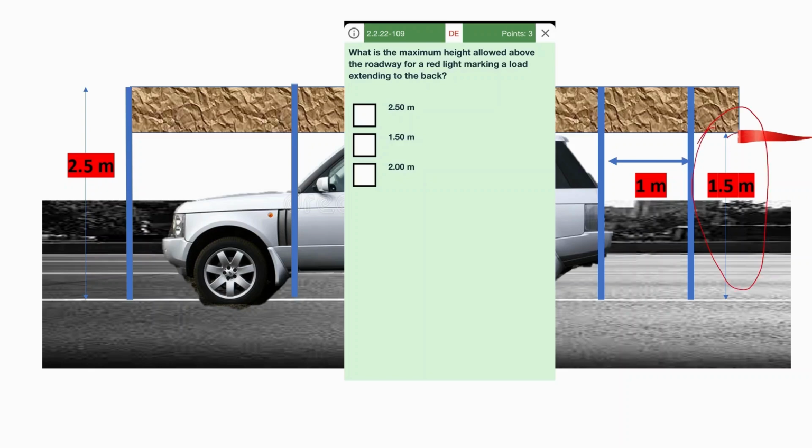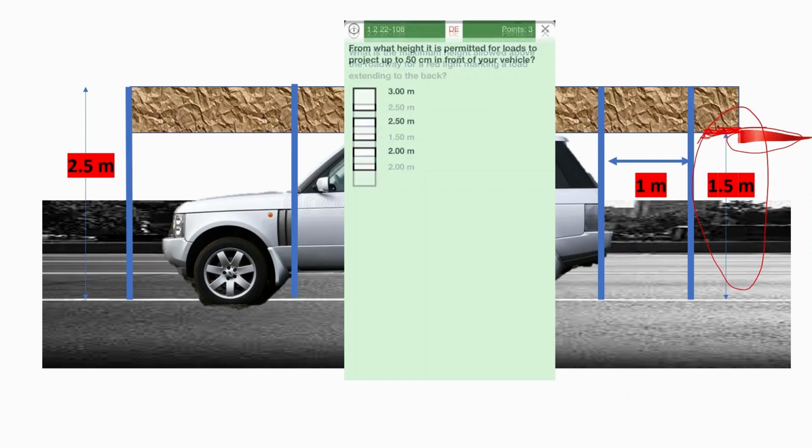So that means you can have this red flag. The maximum height that you can have this red flag is 1.5 meter, because if you take it beyond that, it will distract other vehicles. Okay, so that's the answer. Let's look at the next one.